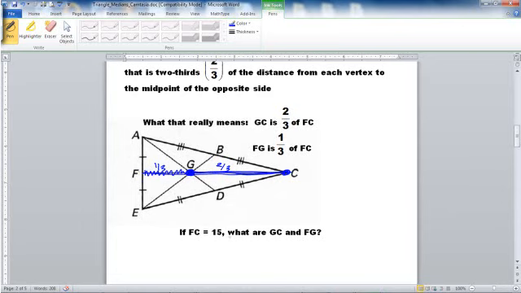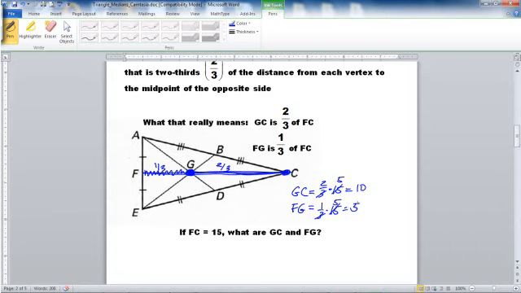So if it says if FC is 15, what's GC and what's FG? Now, GC is 2/3 of 15. So 3 goes into 15 5 times, 2 times 5 is 10. And then FG is 1/3 of 15. 3 goes into 15 5 times, 1 times 5 is 5. Notice the relationship of 5 and 10. If I double 5, I get 10. Or if I take 10 and cut it in half, I get 5.